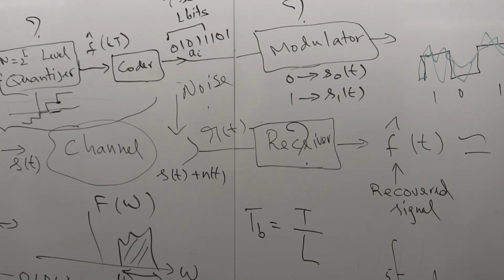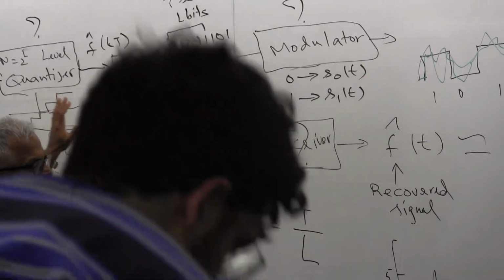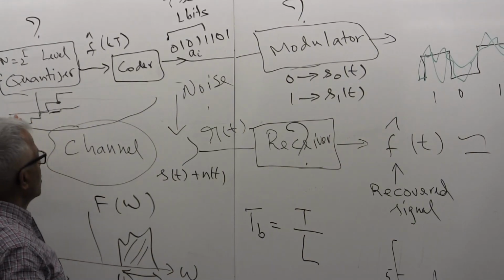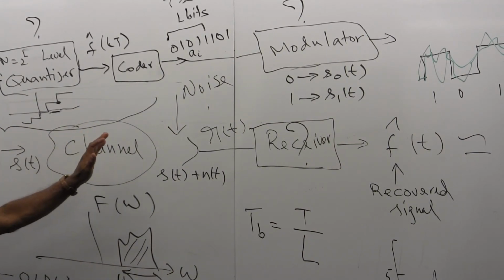The modulator is within the transmitter. Yes, sample through quantizer, coder, and modulator. So you see the physical picture, right? All this is still at this side. The modulator output goes to the channel.